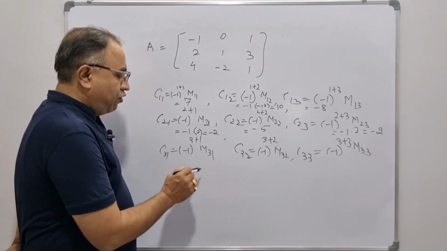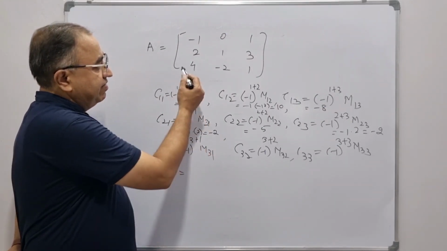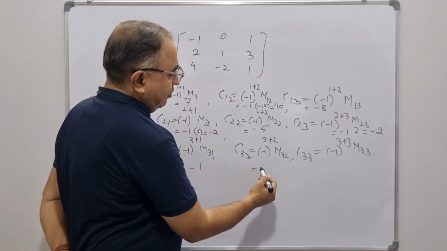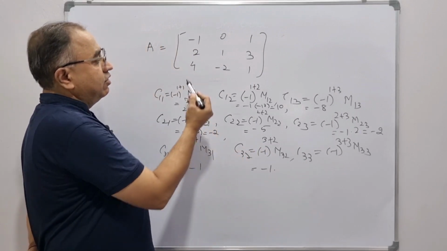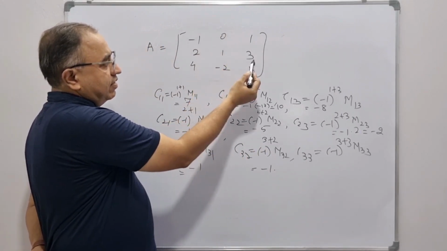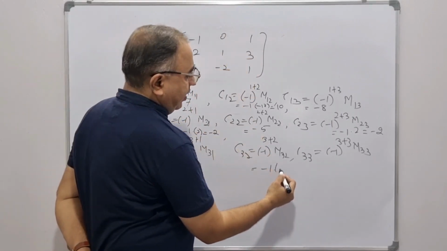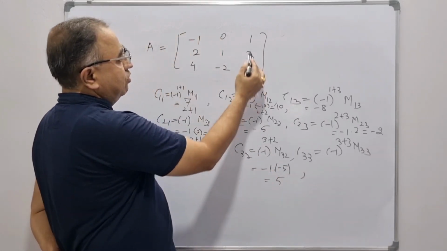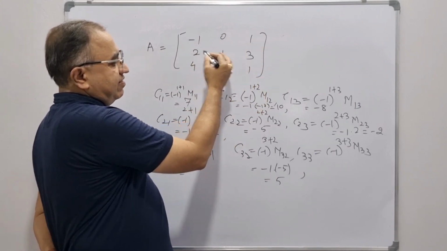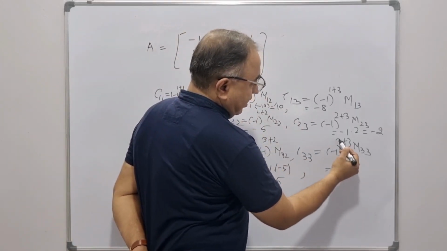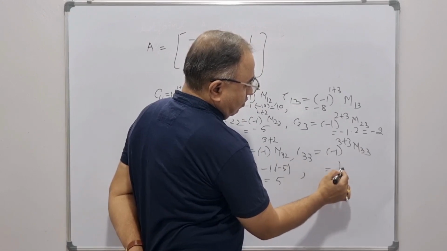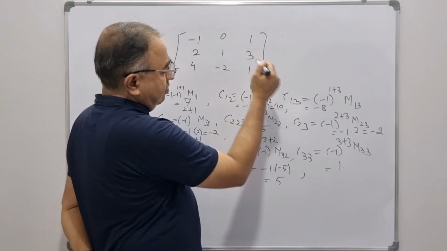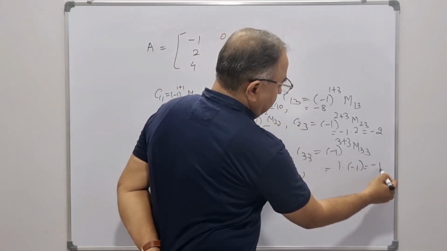Now C31: minus 1 to the power 4 makes it plus 1. M31, suppressing the third row and first column, is 0 minus 1, which is minus 1. C32: minus 1 to the power 5 is minus 1. Suppressing the third row and second column, it's minus 3 minus 2, which is minus 5. So minus minus gives plus 5. C33: suppressing the third row and third column, this product minus that product gives minus 1. Minus 1 to the power 6 is 1, so 1 multiplied by M33, which is minus 1, gives minus 1.